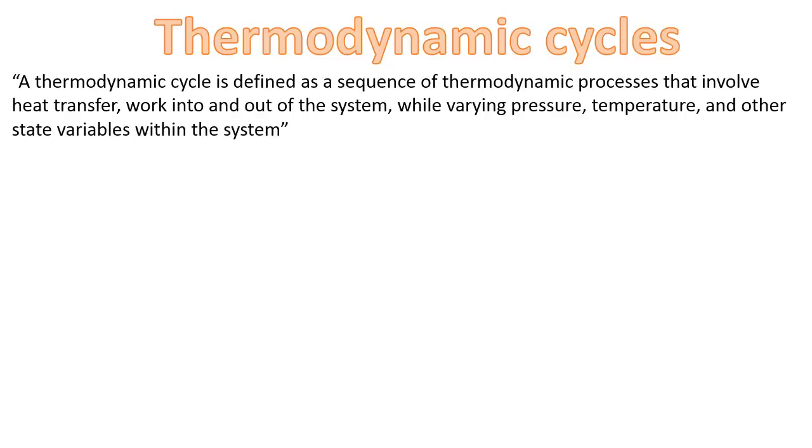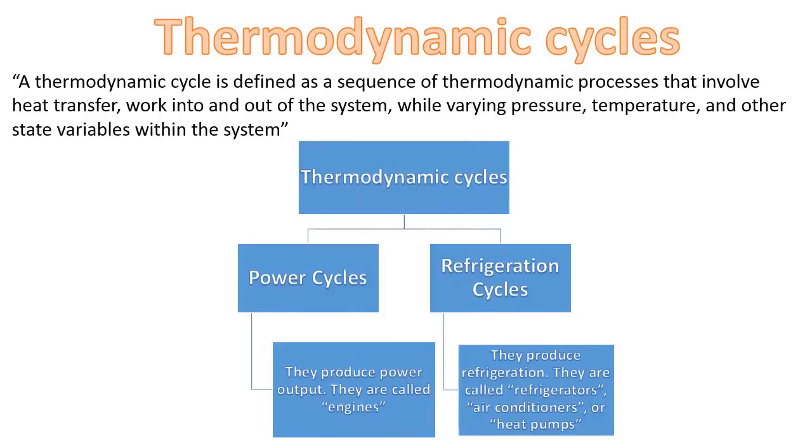Thermodynamic cycles can be divided into power cycles and refrigeration cycles. Power cycles produce power output and they are called engines. Refrigeration cycles, as its name implies, produce refrigeration. They are called refrigerators, air conditioners, or heat pumps.